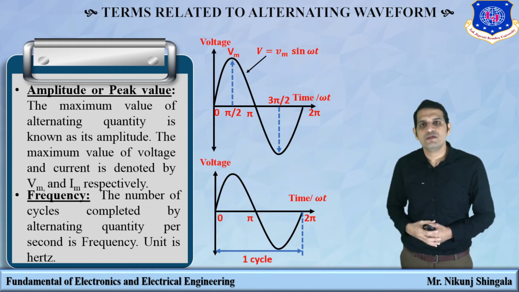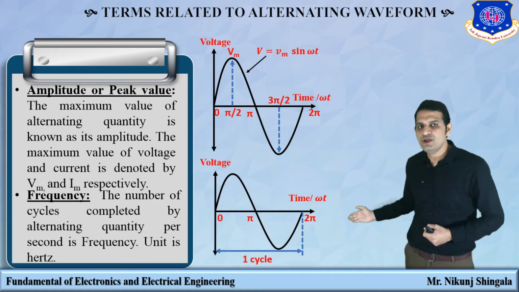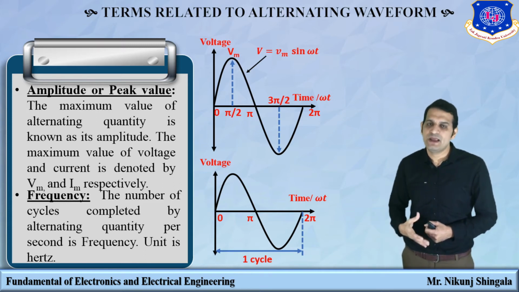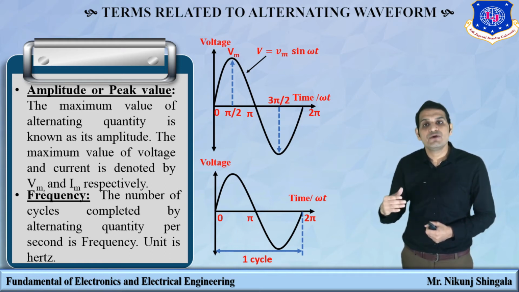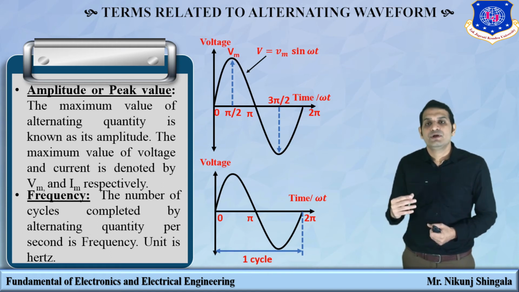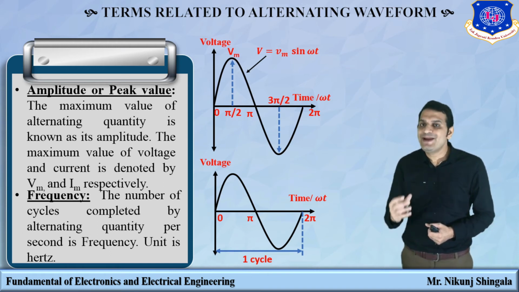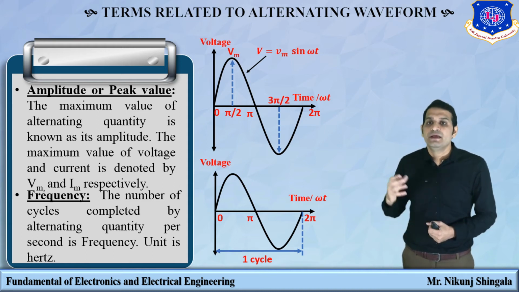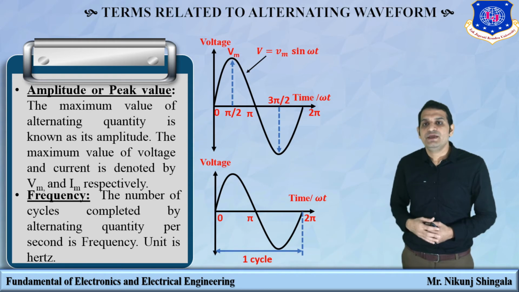Unit of frequency is what? Hertz. So here you can see again one graph is there, which is the voltage versus time graph or omega t graph. The number of cycles completed by an alternating quantity is the frequency. Suppose the frequency of a signal is 20 hertz, what does it mean? It means that in that quantity, 20 cycles are completed in 1 second.